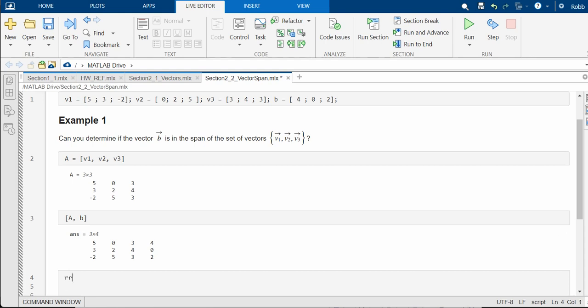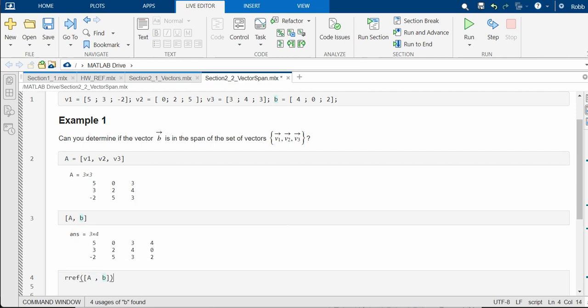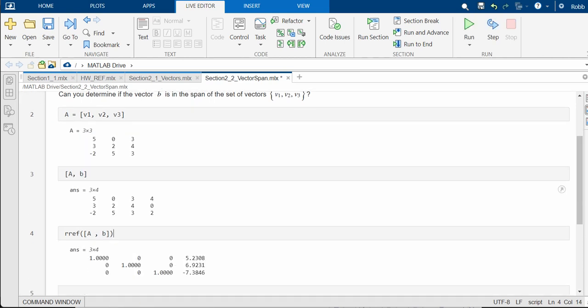Okay, so what are we going to do? We're just going to use RREF form. And I'm going to use this augmented matrix. The computer knows what A is, and the computer knows what B is. So we're going to do RREF of A comma B. And notice what it does.